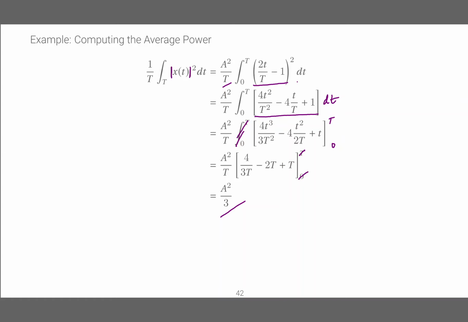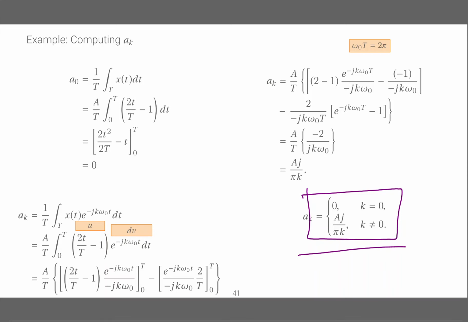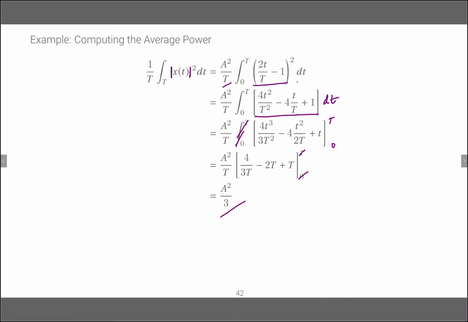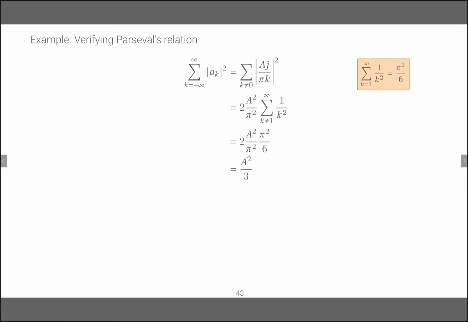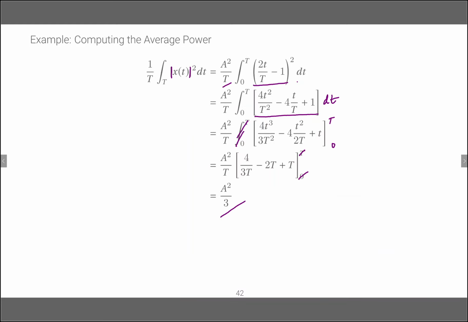Now we want to use the Fourier series coefficients, take the summation of the magnitude squared, and verify whether Parseval's relation is correct. So sum of the magnitude of ak squared. The magnitude of ak is Aj divided by pi k. Because of the magnitude, j disappears, and you get 2A squared over pi squared times 1 over k squared. For this we have been given the formula, and then you get A squared over 3, which verifies Parseval's relation.